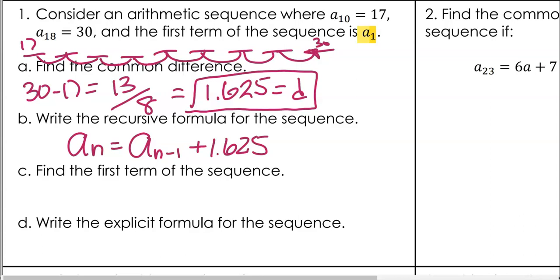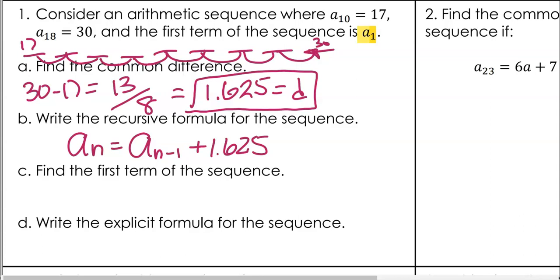All right, part C. Find the first term of the sequence. Can I use the recursive formula to find the first term in the sequence? No, that's not really going to help me, is it? Because I would need the second term to find the first term. So what I just created is not going to help me. What do I have to use instead?